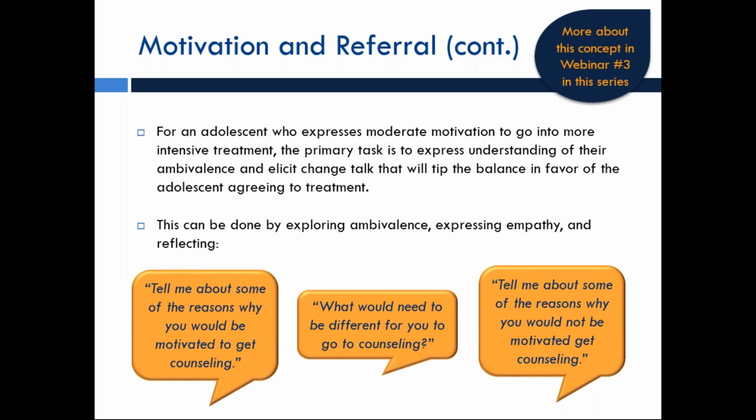Now, you may have an adolescent who expresses moderate motivation to go into more intensive treatment. Here, the primary task is to express understanding of their ambivalence and elicit change talk that will tip the balance in favor of the adolescent being more committed to agreeing to treatment. This can be done by exploring ambivalence, expressing empathy, and reflecting. For example, a practitioner might say the following.